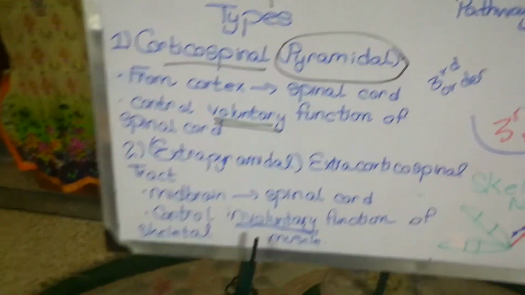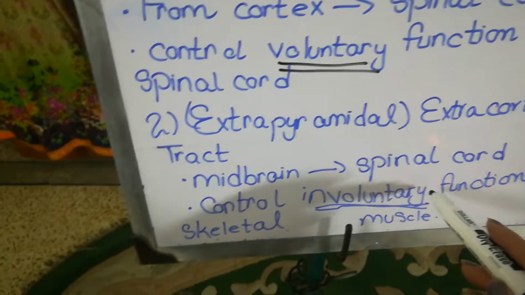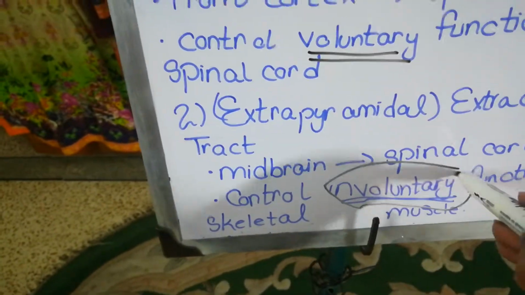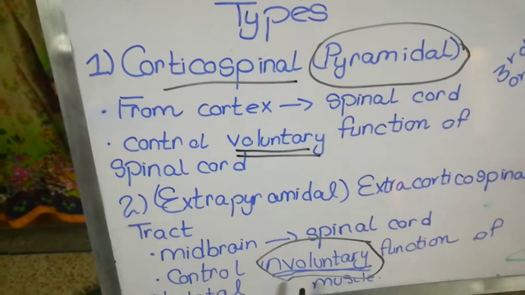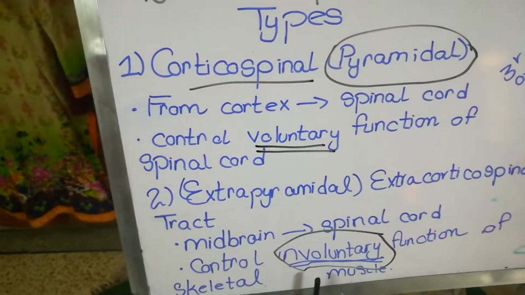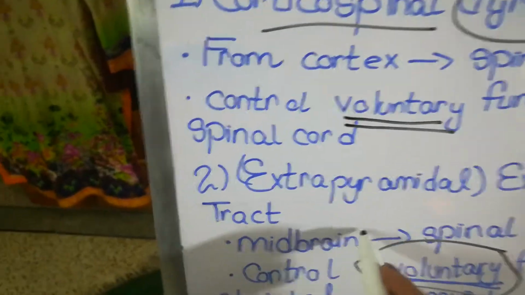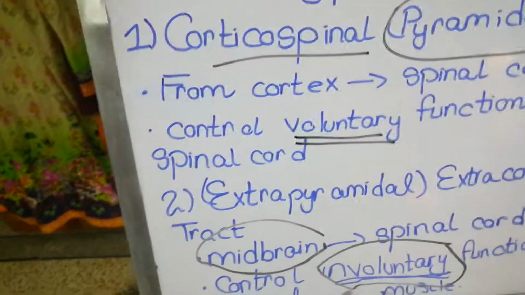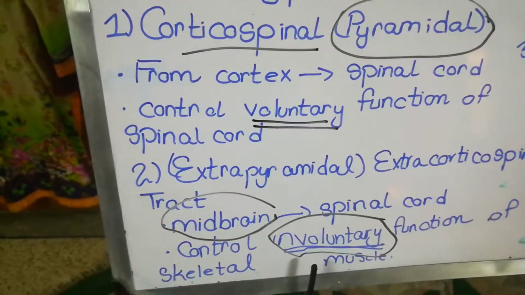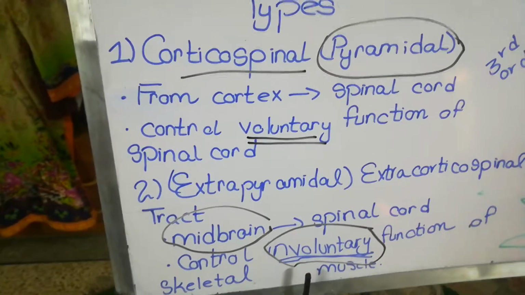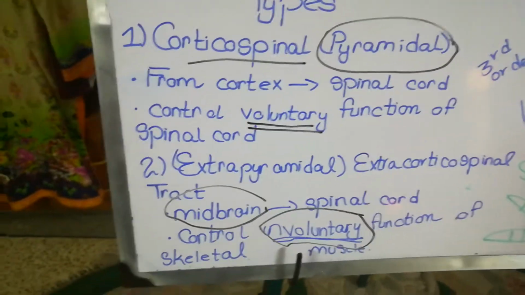The second type is the extrapyramidal tract. Same, but this is underlined here: involuntary, which means not under our control. So why is it not under our control? Because it is not going to originate from the cerebral cortex of our brain. It is going to originate from another part of the brain known as the midbrain, present between the forebrain and hindbrain. So it will not reach our conscious level. We will not be aware. That is why it controls all those muscles and pathways of which we are not even aware.